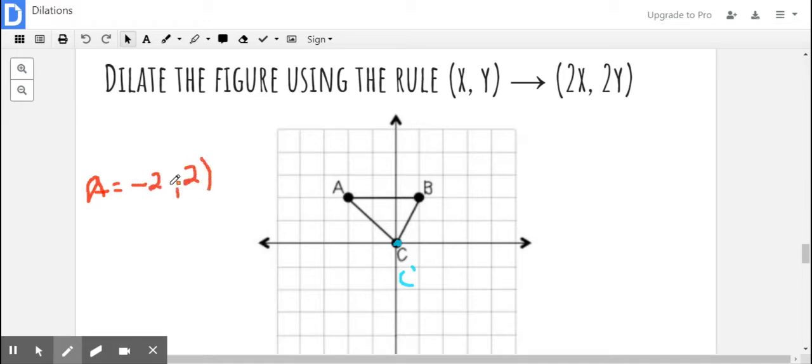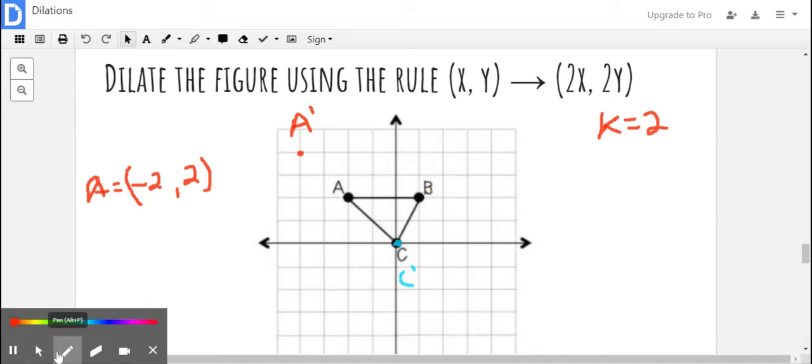And we can see from our rule at the top that our K value for our scale factor is equal to 2. So that means that we can double both of these points to be at 1, 2, 3, 4, and up 4 for our new A prime right there.